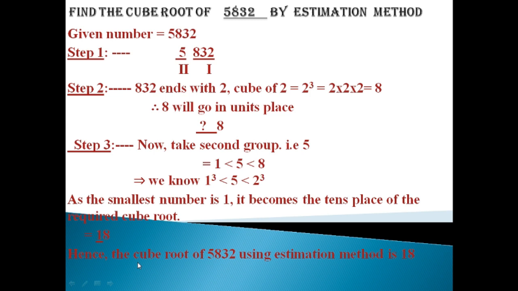We can say that the cube root of 5832 by using estimation method is 18. Remember, this 8 comes from here, and this 1 we have chosen from these two numbers. 1 is smallest, so 1 is here.